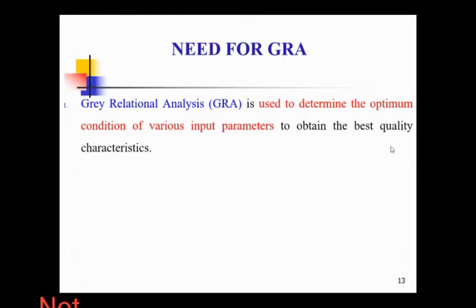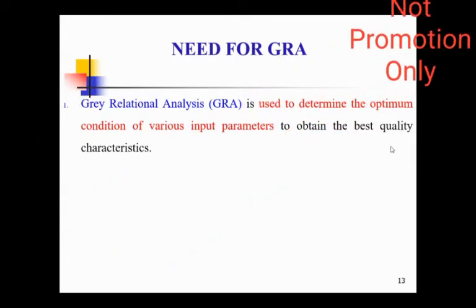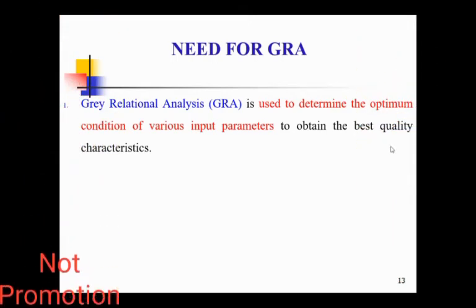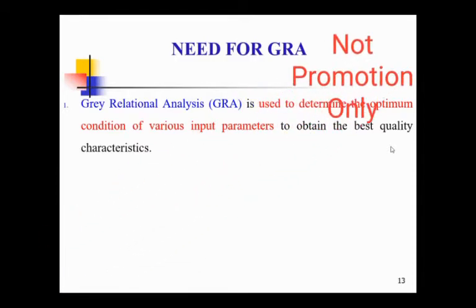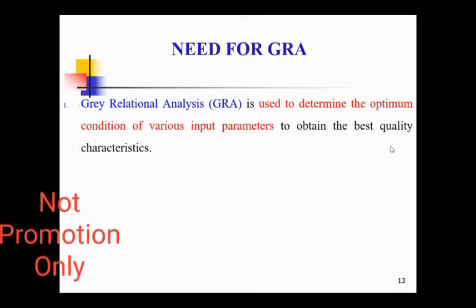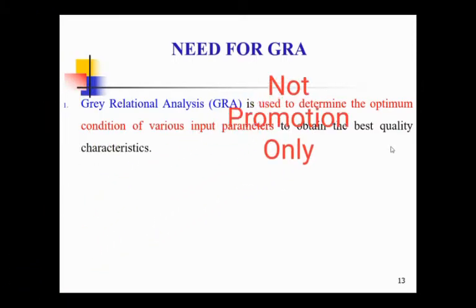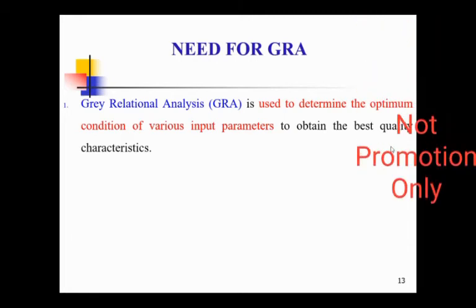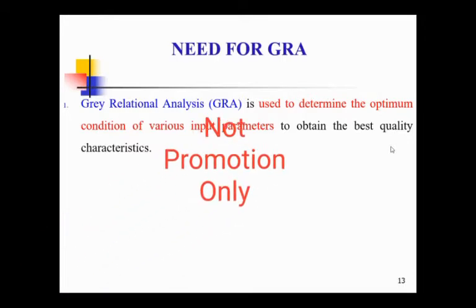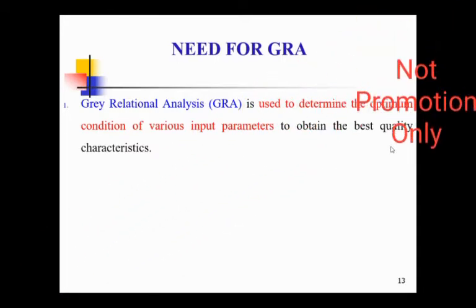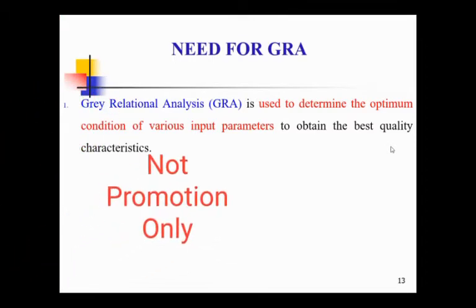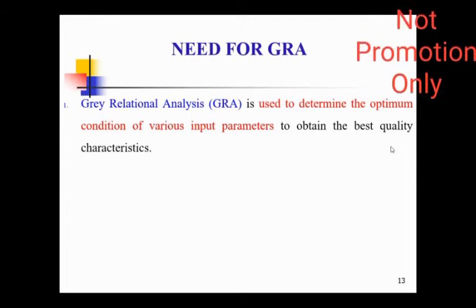For example, energy consumed, surface roughness, material removal rate, flank wear, cutting force. Likewise, whether it may be smaller the best or larger the best, that's the next thing. Whatever the quality characteristics, we have to obtain the best out of them, and for this we have to identify an optimum level setting of input factors, and that is carried out by means of this grey relational analysis.